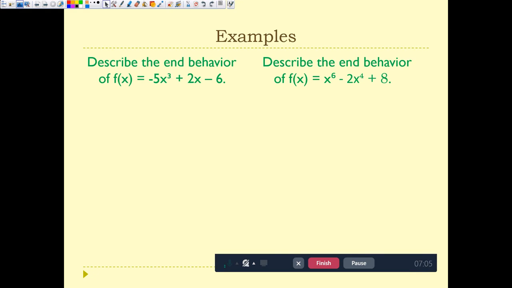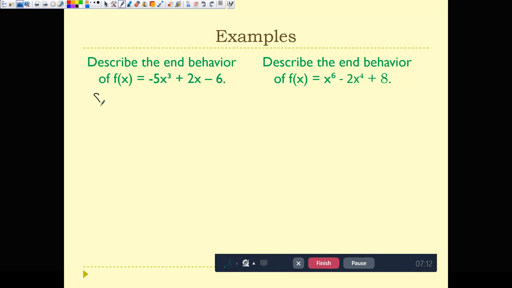So first off, we need to determine the sign of the leading coefficient. What is the sign of my leading coefficient? Is it positive or negative? Negative. Okay, and then the degree. What is my degree? Is it even or odd? 3 is my degree, so that's going to be odd.